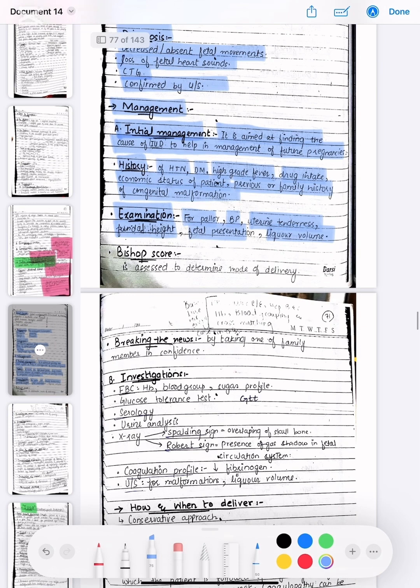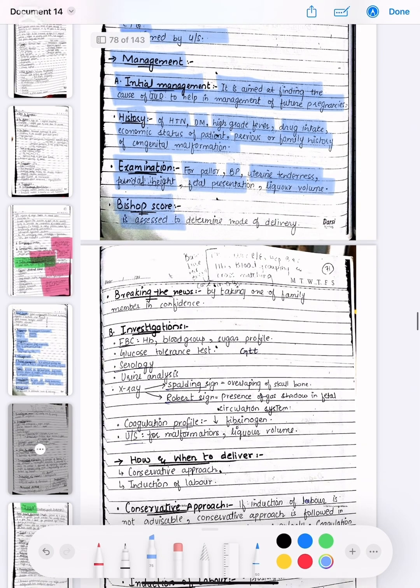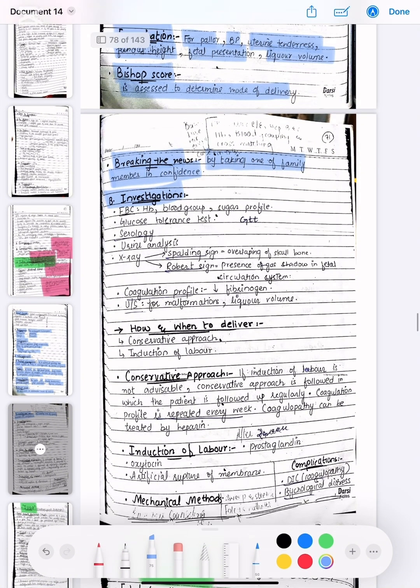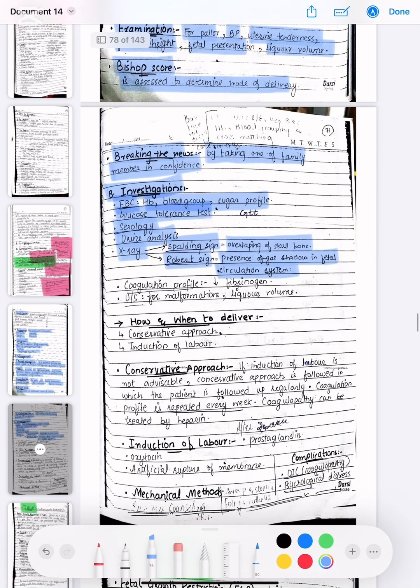Then Bishop score is assessed to determine the mode of the delivery. Then breaking the news by taking one of the family members in confidence, and investigations are done which are FBC, HB, blood group, sugar profile, and glucose tolerance test, and serology, urine analysis, and X-ray, Spalding sign, and Robert sign. Spalding sign is overlapping of the skull bones, and Robert sign is the presence of gas shadows in fetal circulation system. Now the coagulation profile is done which is fibrinogen degradation, and ultrasound is done for malformations and liquor volume. Then how and when to deliver.